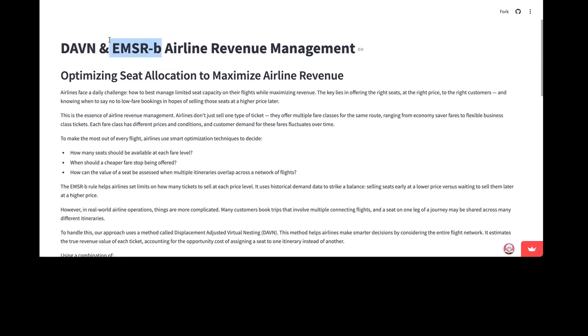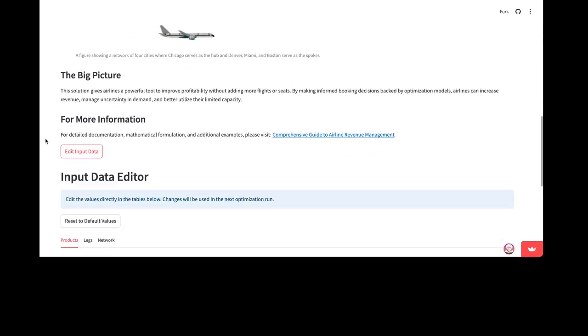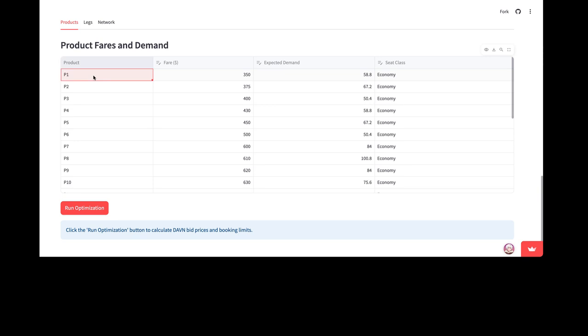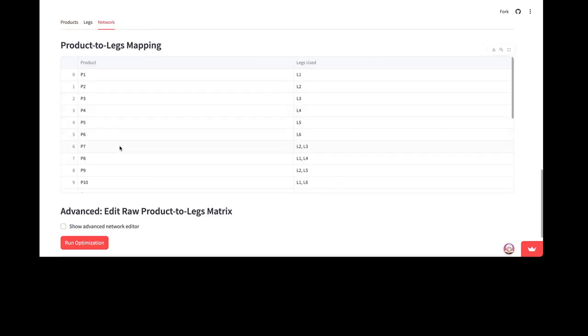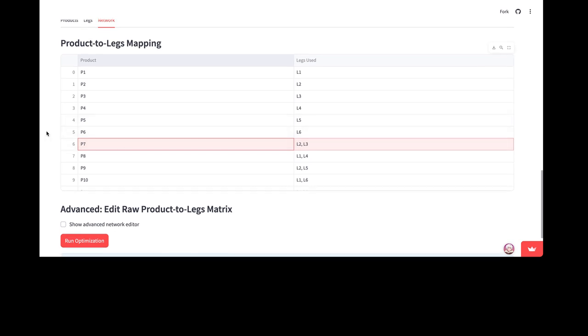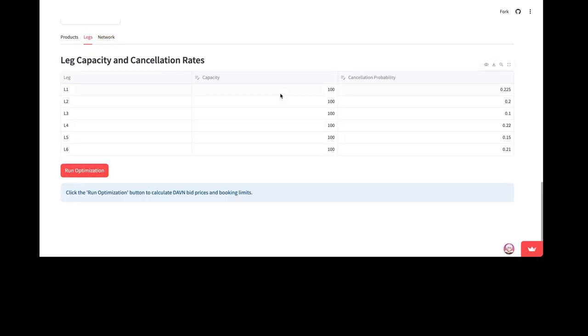Let's move to the demonstration of this case study with a toy example. As shown in this toy example, P1, P2, P3 represent the travel itineraries including their fare and demand. In the network, each of these product itineraries is composed of legs. For example, P7 is composed of leg 2 and then it goes to leg 3. This toy example also considers the likelihood of cancellation. Therefore, it applies an average cancellation probability across all fare classes, meaning it accounts for expected cancellations as well.